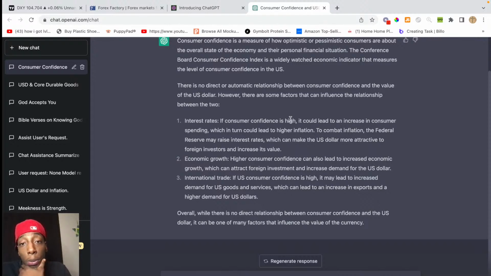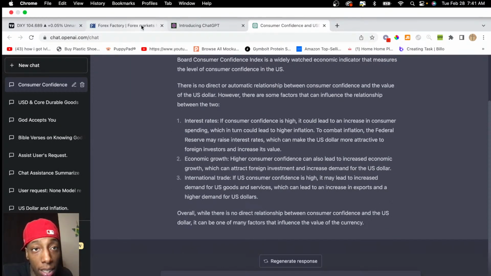Interest rates: if consumer confidence is high, it could lead to increased consumer spending, which could lead to higher inflation. To combat inflation, the Federal Reserve raises rates. So if consumer confidence is high, the interest rates are more attractive for foreign investors, and that increases the dollar's value.